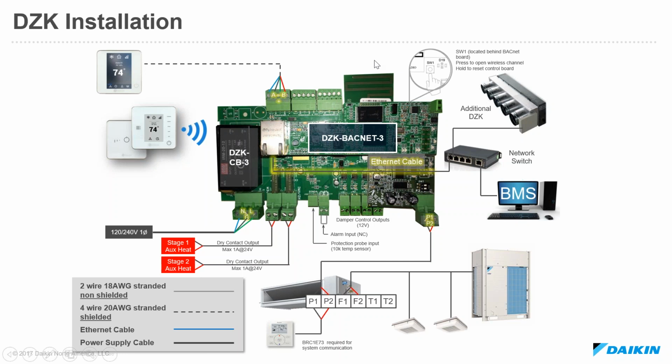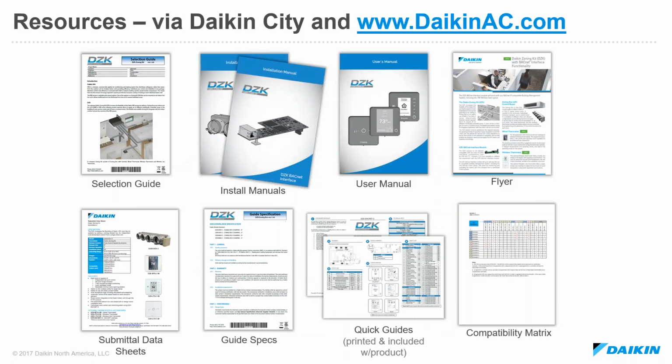There is a switch on the DZK's main board that you should be aware of, SW1. We can use this to open the wireless radio channel to start allowing the wireless thermostats to connect to the DZK, or we can press and hold it to essentially reset the DZK's main board. This gives you an idea of what the wiring architecture looks like for the DZK and how it integrates into the system.